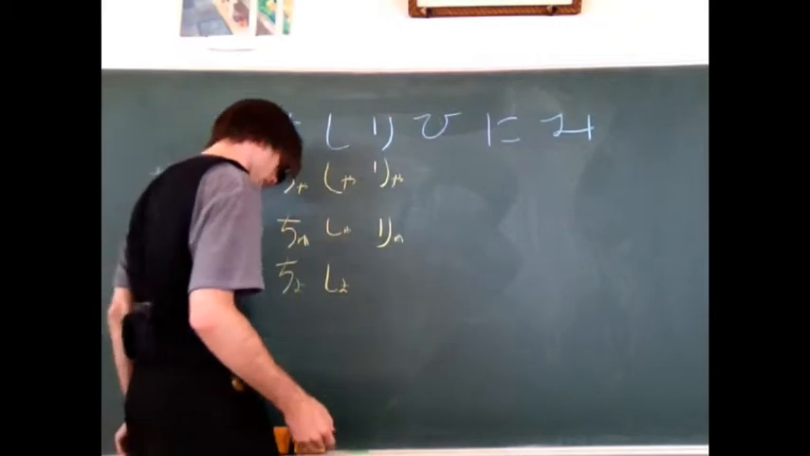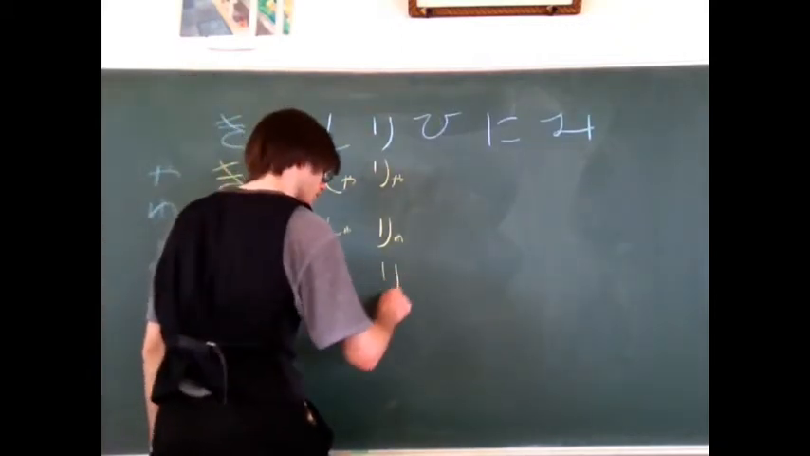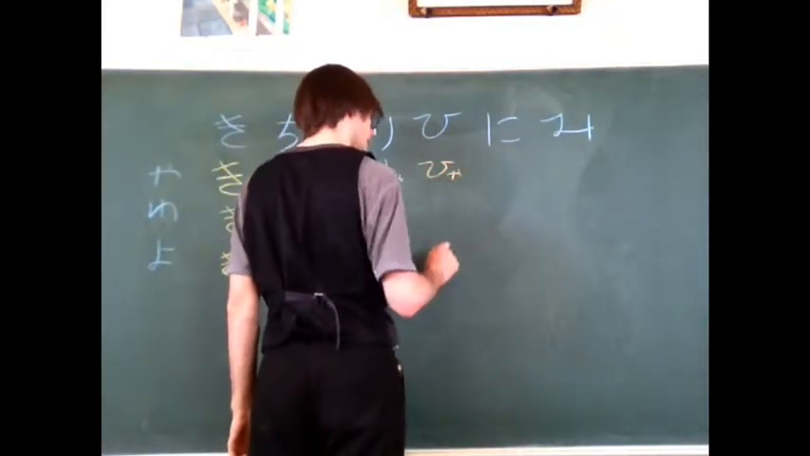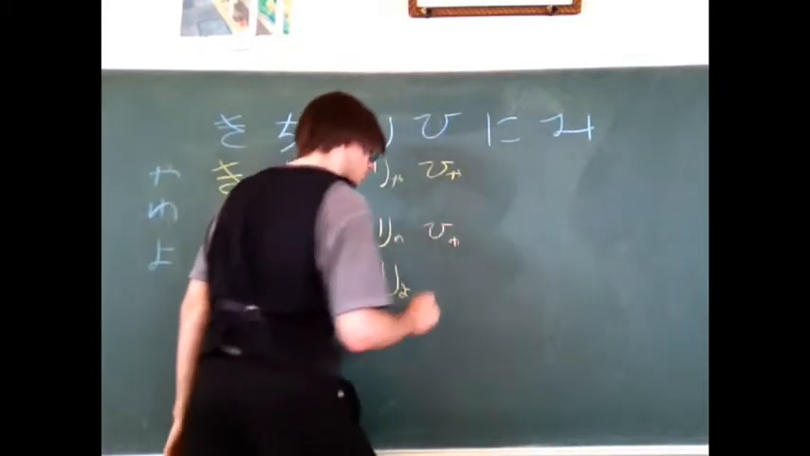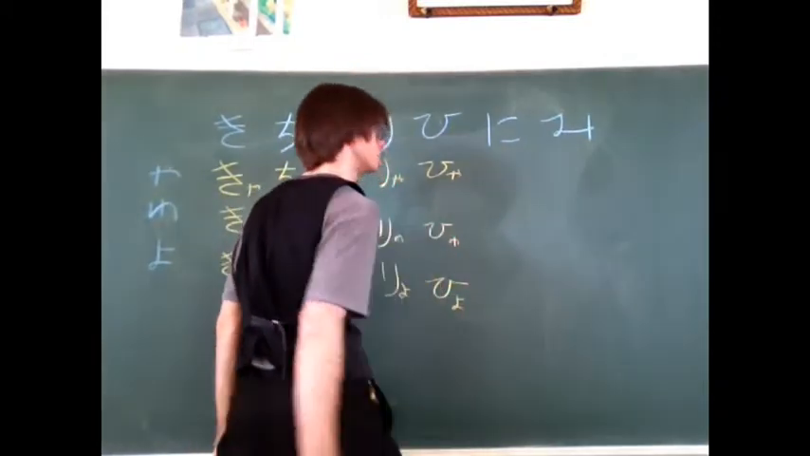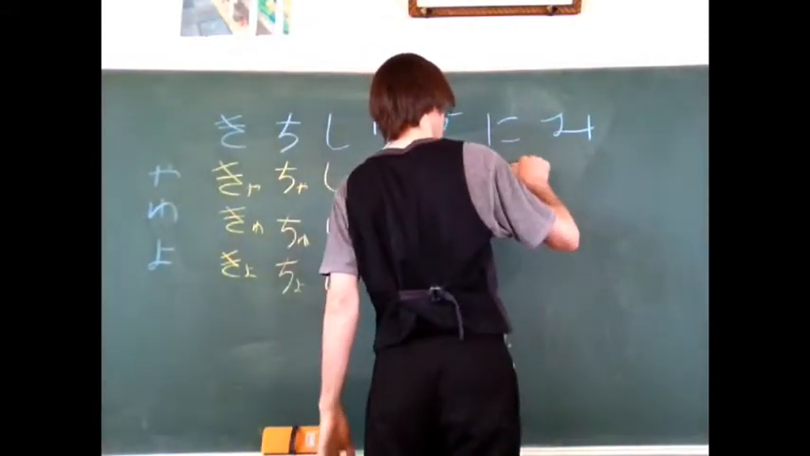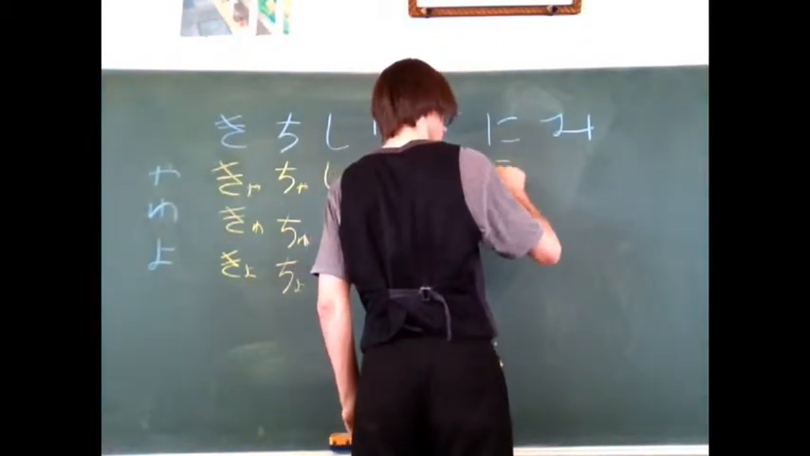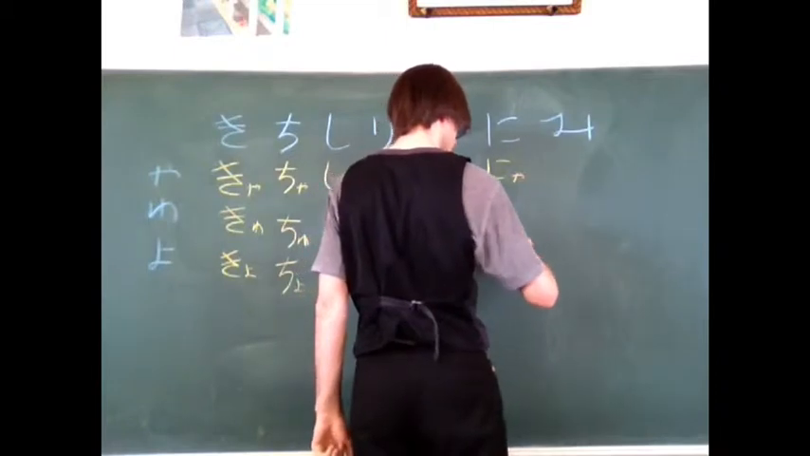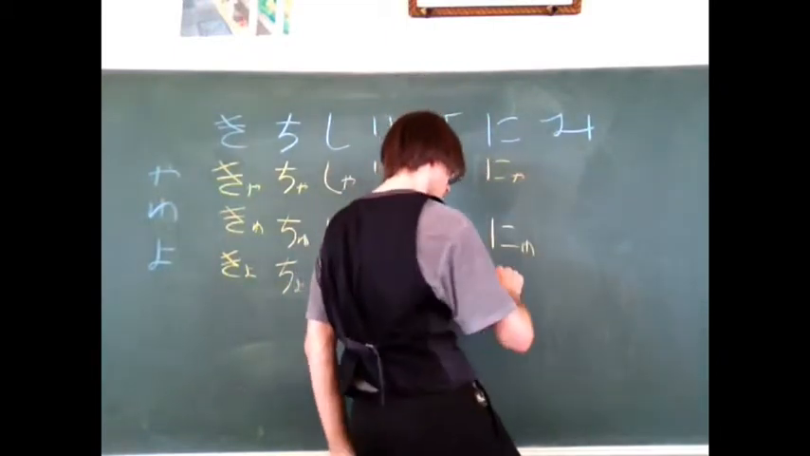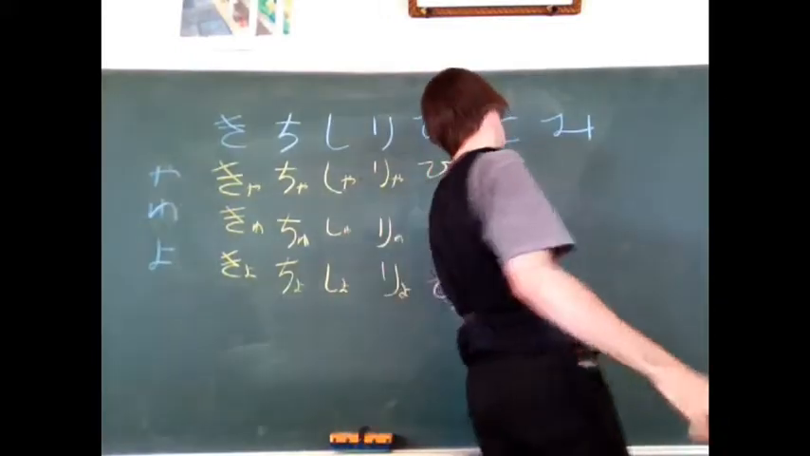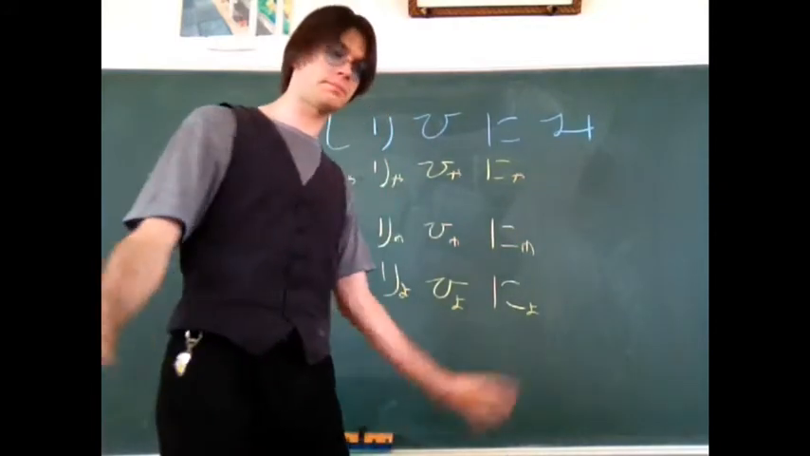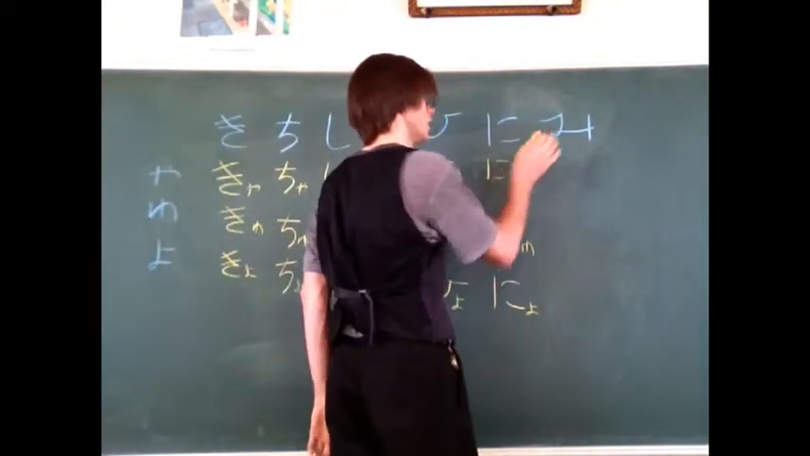And finally, hi and yo makes hyo. Hi does the same thing. Hya. Hyu. Hyo. Ni does the same thing. Why'd you write a ki there, Vincent? Nya. Nyu. Nyo. Anyone who's ever watched any anime ever knows that this is the cat sound. Nya. Like that. Last one is mi.